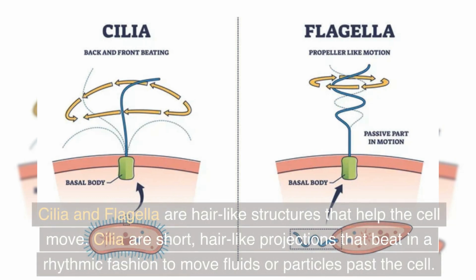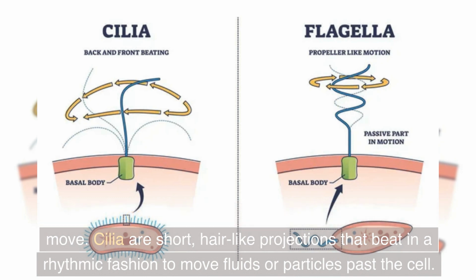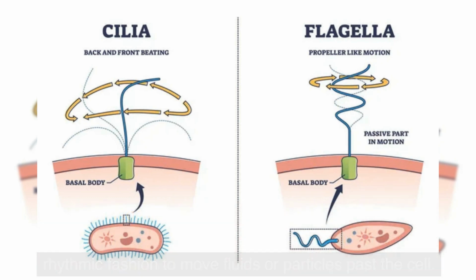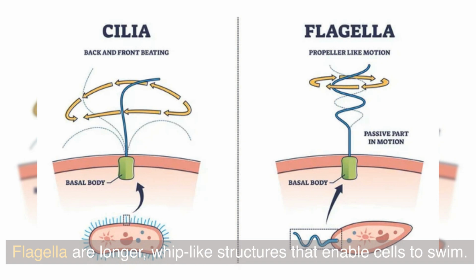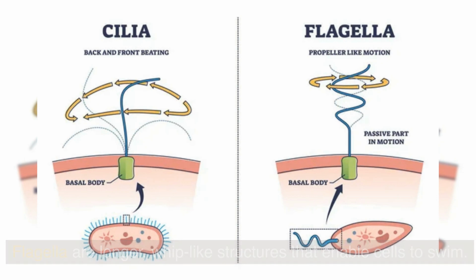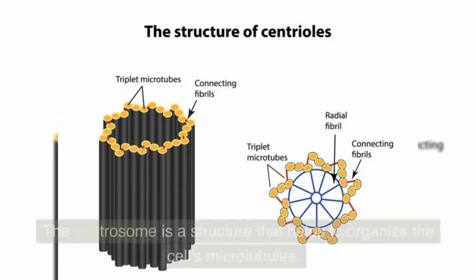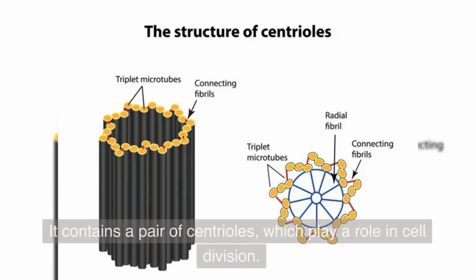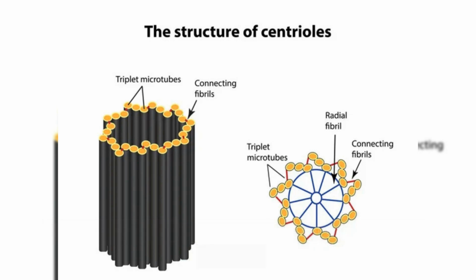Cilia and flagella are hair-like structures that help the cell move. Cilia are short, hair-like projections that beat in a rhythmic fashion to move fluids or particles past the cell. Flagella are longer, whip-like structures that enable cells to swim. The centrosome is a structure that helps to organize the cell's microtubules. It contains a pair of centrioles, which play a role in cell division.